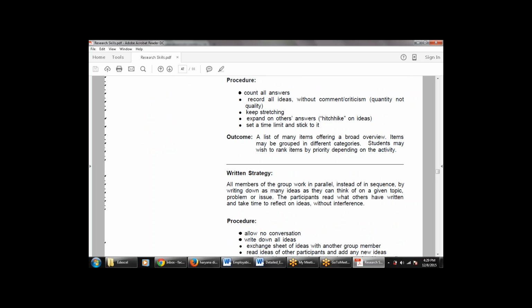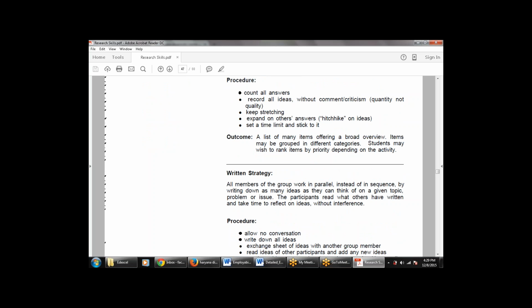Next is the written strategy, which is also used. All the members of the group work in parallel instead of in sequence, by writing down as many ideas as they can think of on a given topic, problem or issue. That is a written strategy.